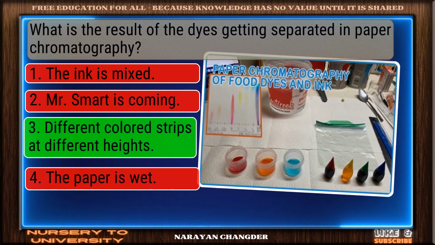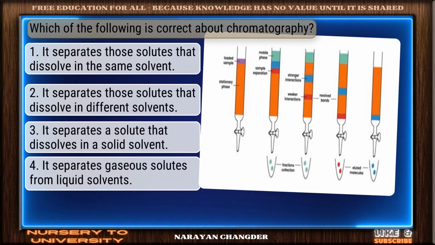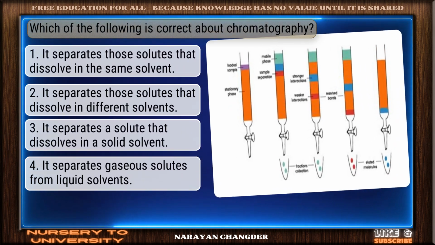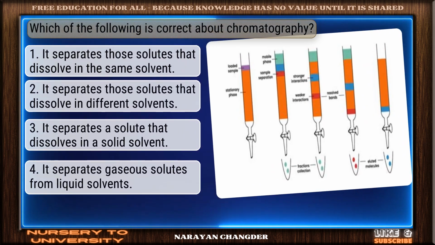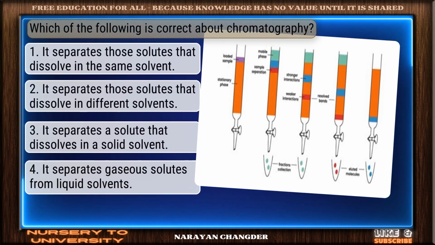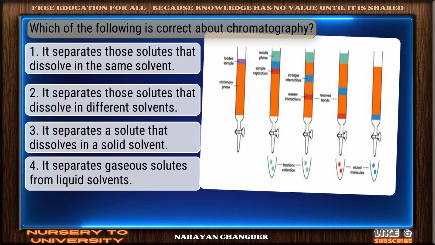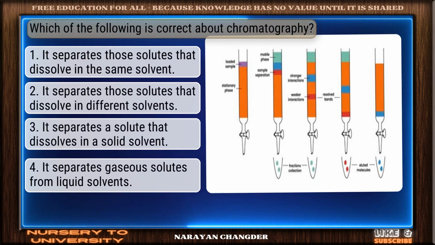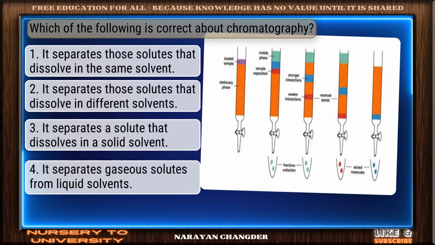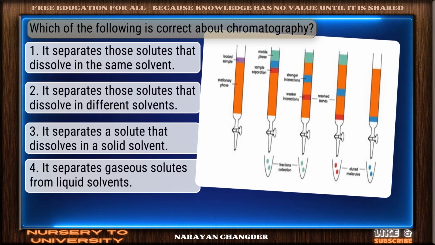Nice, different colored strips at different heights. Which of the following is correct about chromatography? Option 1. It separates those solutes that dissolve in the same solvent. Option 2. It separates those solutes that dissolve in different solvents. Option 3. It separates a solute that dissolves in a solid solvent. Option 4. It separates gaseous solutes from liquid solvents.